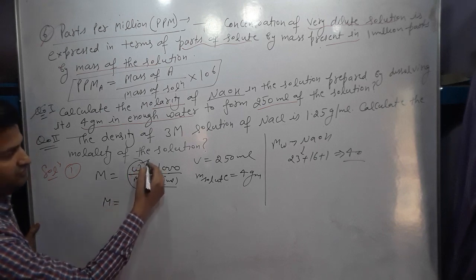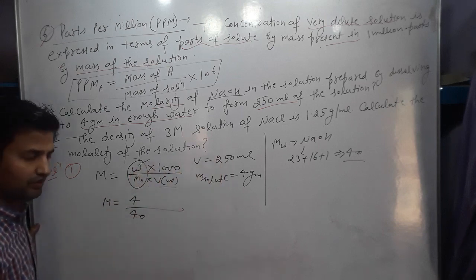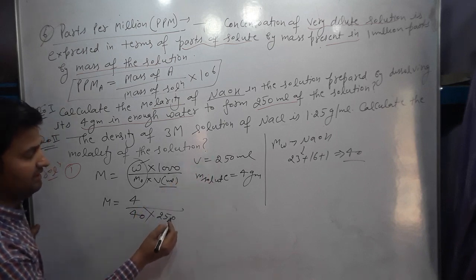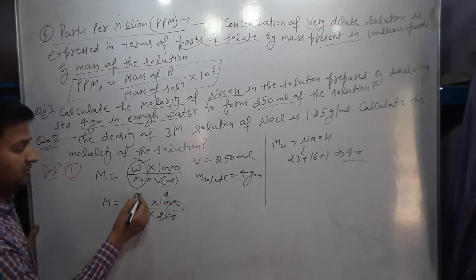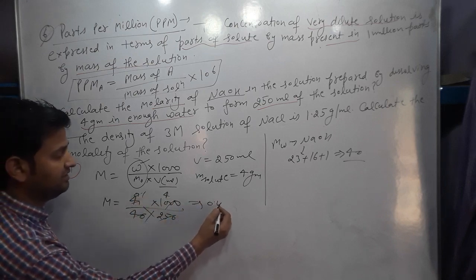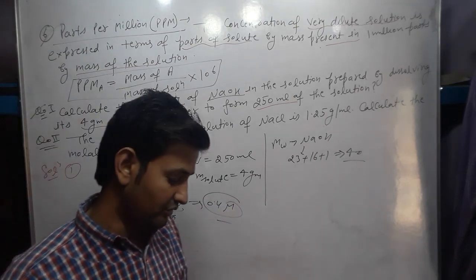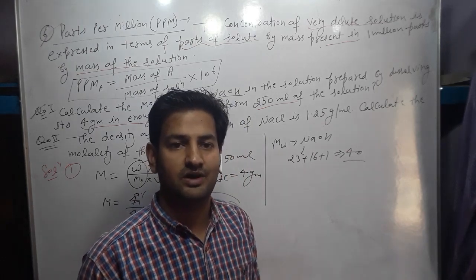Molarity is equal to mass of solute, which is 4 gram, divided by molar mass of solute, which is 40, and volume of solution, given as 250 ml, converted into liter. It comes out to be 4 over 40 into 0.25, and the molarity comes out to be 0.4 molar. Simply we can calculate molarity of the solution by using the relation number of moles of solute by volume of solution in liter.